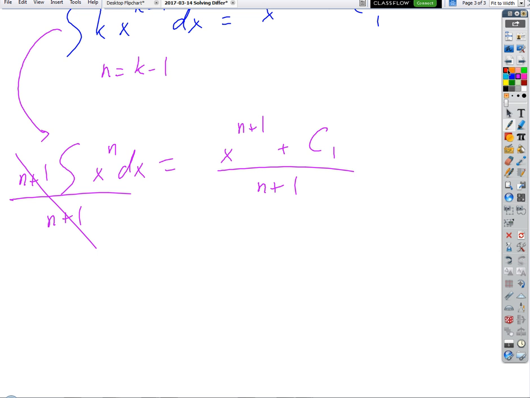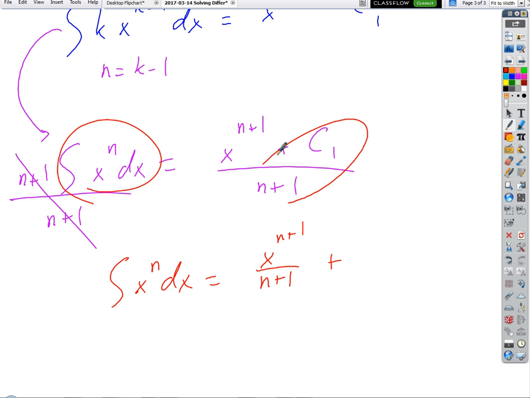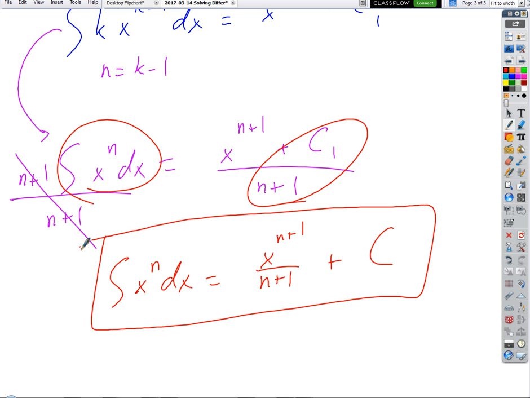Right now, on this side, I've just got the antiderivative of x to the n dx equals. Well, let's split this fraction into two separate fractions. So I get x to the n plus 1 over n plus 1. And what's that going to be? What's c sub 1 divided by n plus 1? Just call it c. So there's my rule. That's a much better rule, isn't it? Okay, so there's our general power rule for antiderivatives.